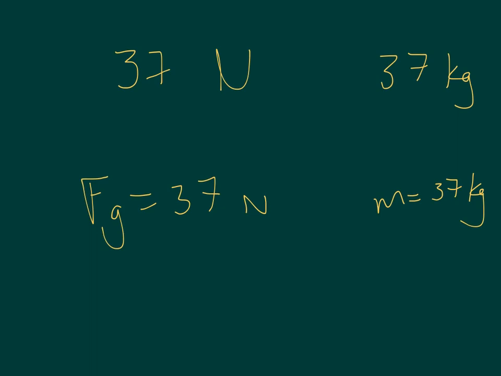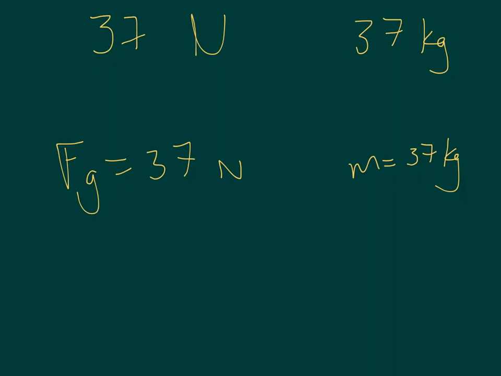How do I go from mass to weight? What's my formula? Fg equals what? Fg equals mg. So if you're given the mass, what should you multiply by? The gravity.